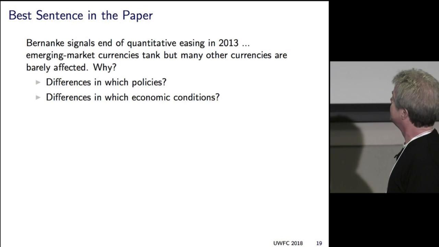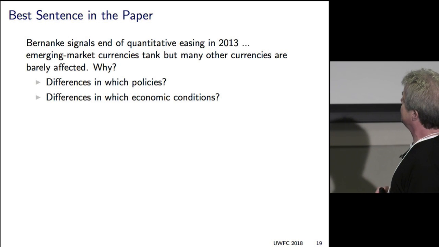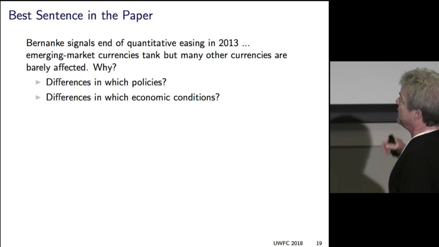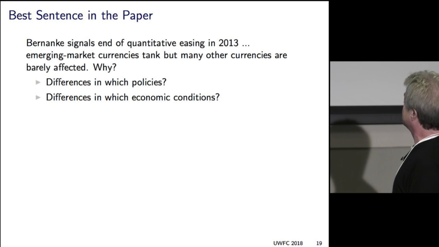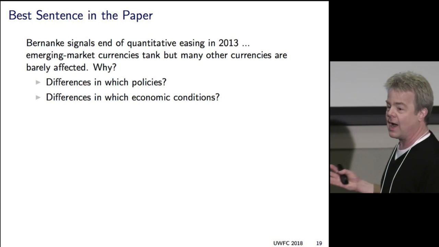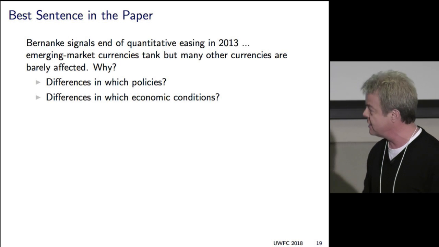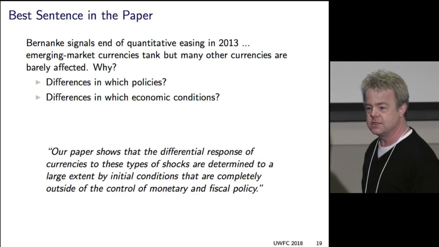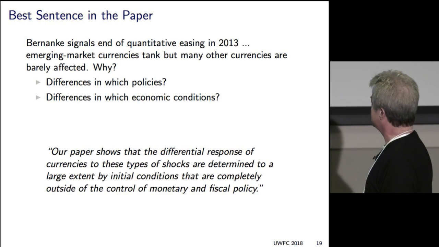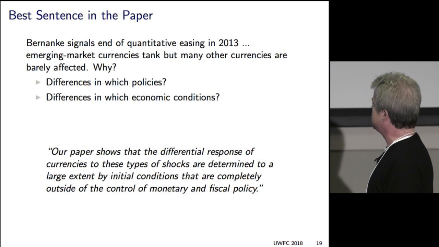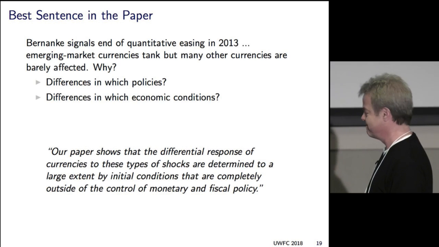Best sentence in the paper, my last slide, connected to what I just said. Context, 2013: Bernanke signals the end of quantitative easing. Emerging market currencies tank, but a lot of other currencies are barely affected. Why? Is it differences in policies? Is it differences in economic conditions? The best sentence in the paper: our paper shows that the differential response... They can read it. Thank you very much.